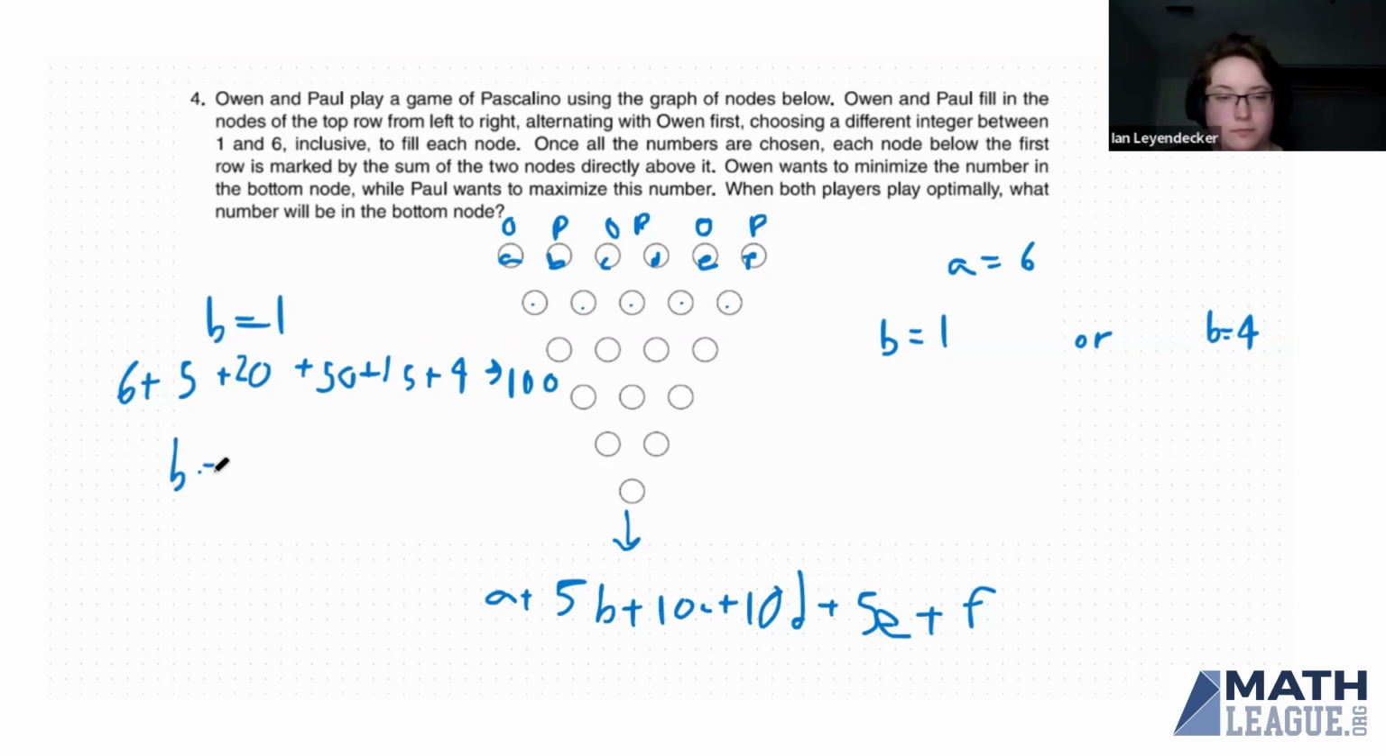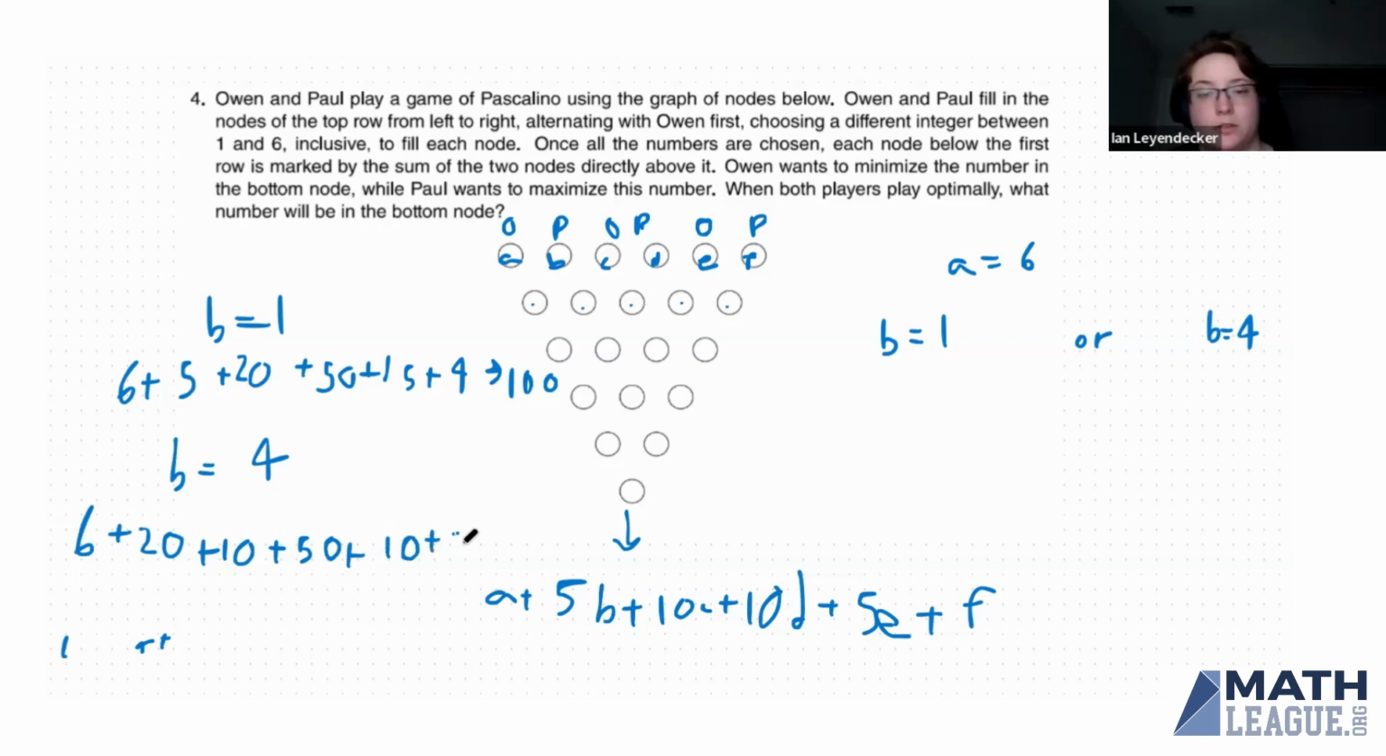If B equals 4, then again, the first number will be 6, and then 5 times 4 is 20. And then from there, Owen wants to minimize C, so Owen's going to choose 1, getting us 10. And then Paul will choose 5 to get 50. Owen will minimize E to get 10. And Paul will be forced to use 3. Then if this is the case, we have 10 plus 50, which is 60, plus 20 is 80, plus 10 is 90, plus 6 plus 3 is 99.